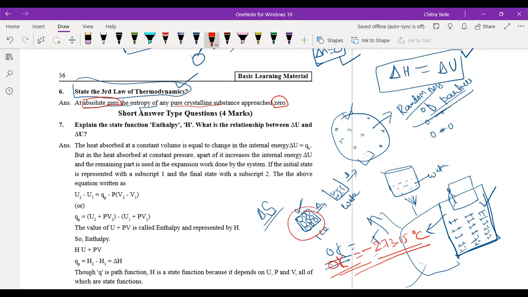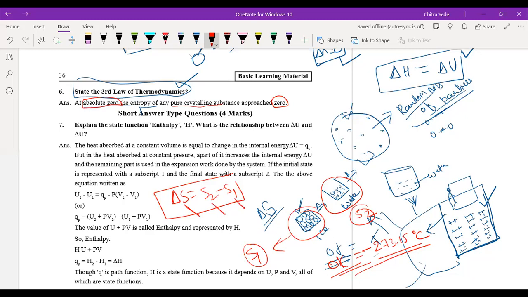Suppose here we have ice, so let entropy be S1. Here we have water, so here we have S2. If we want to calculate the entropy change between ice and water, we write del S equals S2 minus S1. So that change in entropy depends on the initial and final state of a system. That's why whatever values depend on the initial and final state of a system are called state functions. Understood?